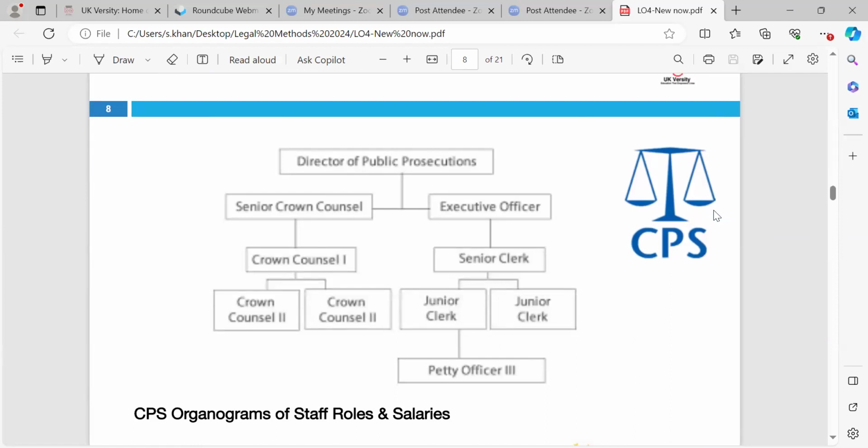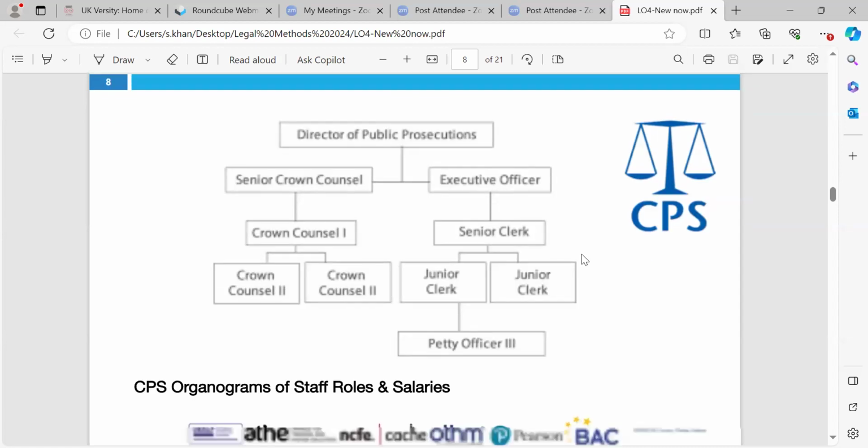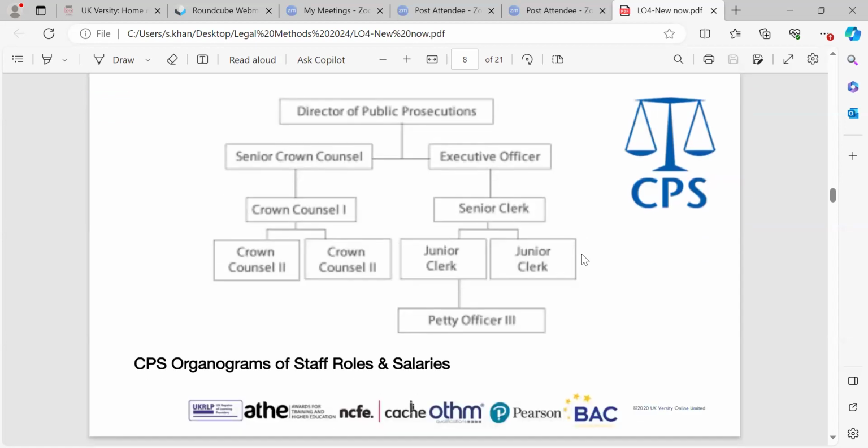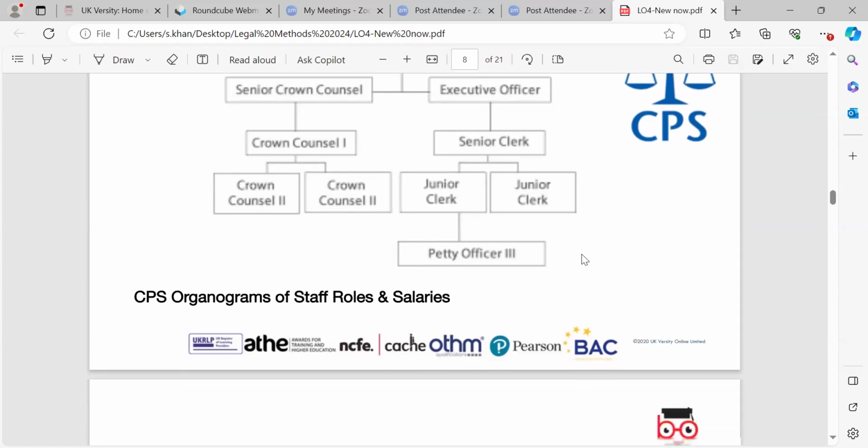So you've got the roles within the CPS. You've got the Director of Public Prosecutions, then the Senior Crown Counsel, alongside the Executive Counsel, then the Crown Counsel 1, Senior Clerk, Crown Counsel 2 and 3, and Junior Clerk, and then Petty Officer 4. And this is how the staff roles work.